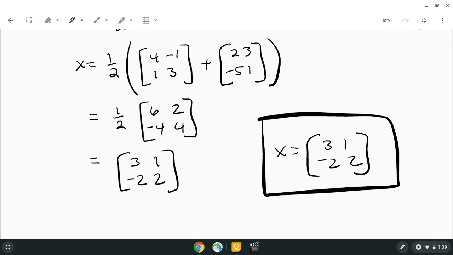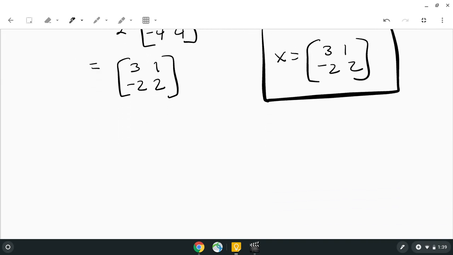So let's go ahead and take a look at matrix multiplication. This is the one that's a little not so intuitive.